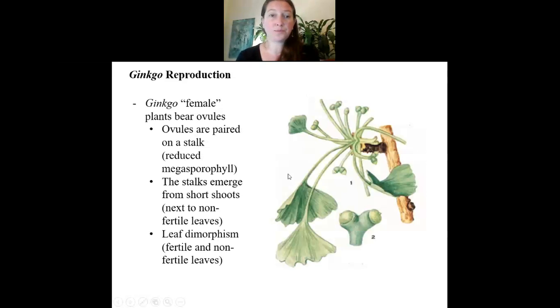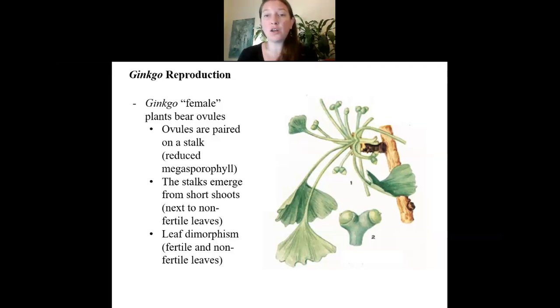So let's look. So here's some female ovules. And in ginkgo, the ovules are just naked and paired on a stalk. So here is a stalk, paired on a stalk. There's one, there's another one. Here's another stalk with another pair. Here's a close-up of a pair. One ovule here, one ovule here. Yeah, so the ovules are now, in ginkgo, paired on a stalk.